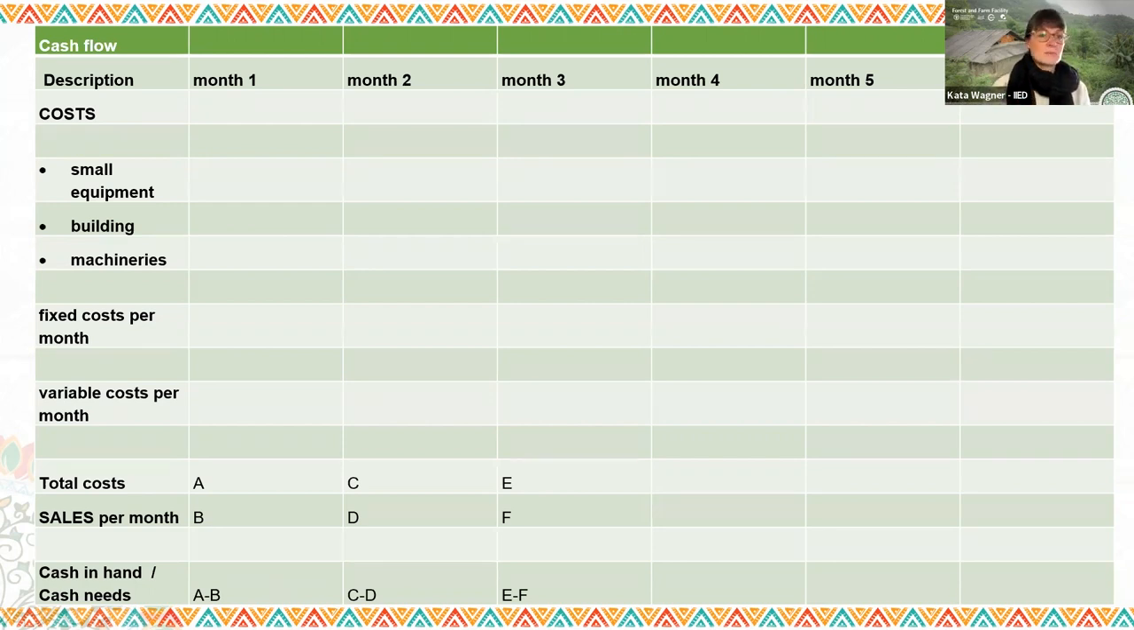So what kind of adjustments could they make? The fixed costs don't really allow a lot of room for play. Those are usually fixed, but the variable costs can be, of course, played with. So you can adjust your production volumes. And equipment costs can also be adjusted. So instead of buying machinery, for example, or building new buildings, you could rent for the first year or so.